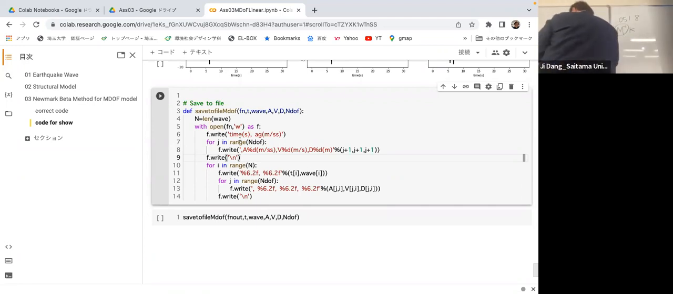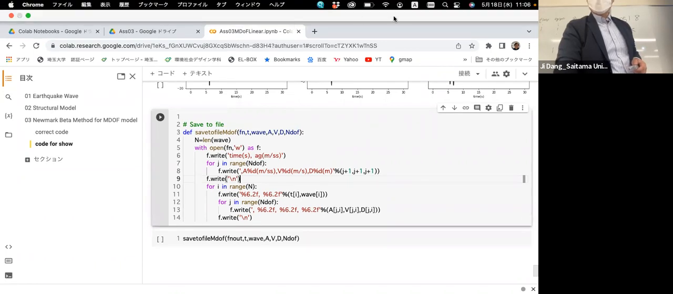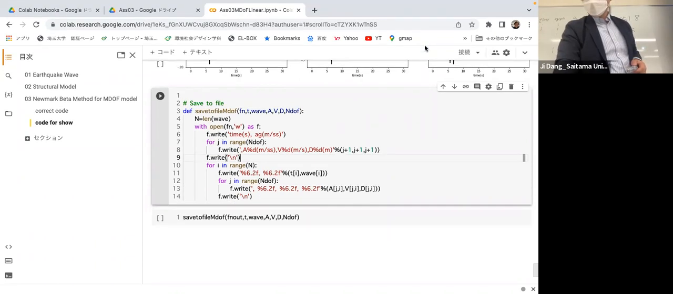Wait, you should have time, something under it, and AG. A1, B1, and then A2, something, okay? It should look like this. Okay, so that is all for assignment 3, okay?